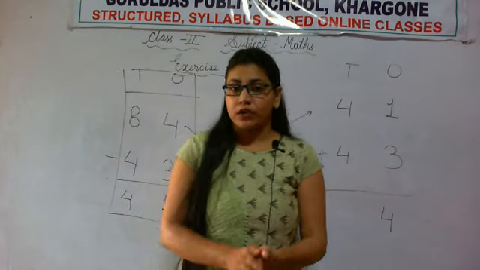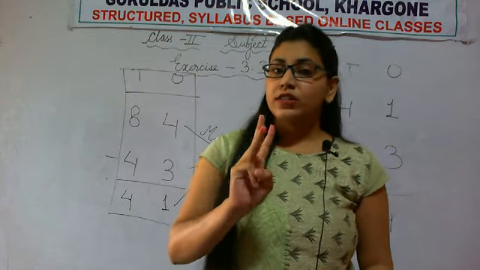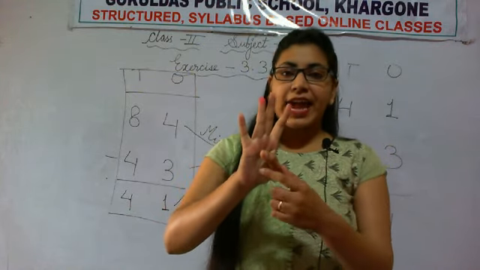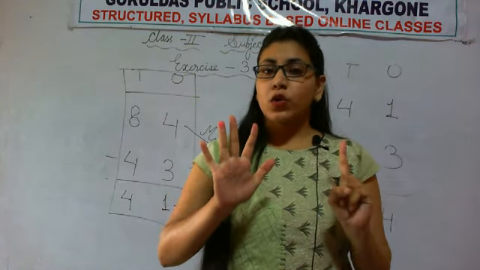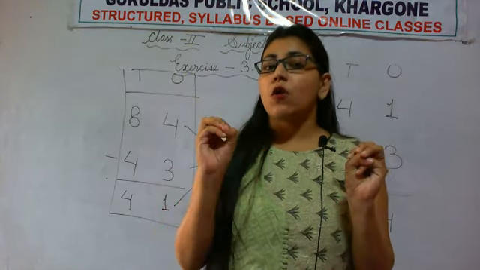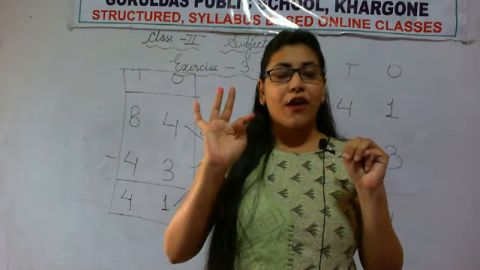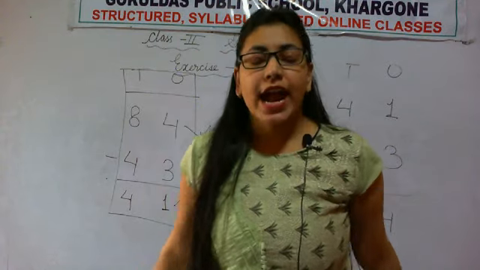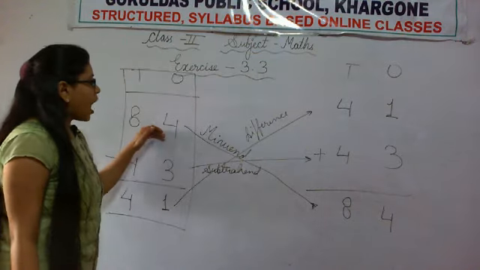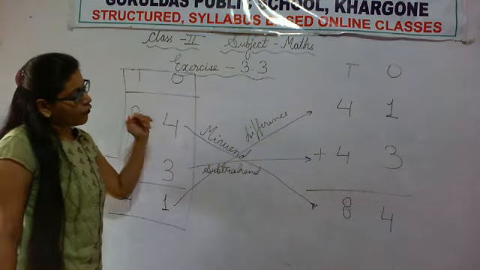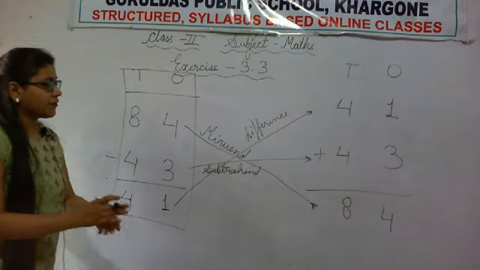4 plus 4. So first of all we'll open 4 fingers. 1, 2, 3, 4. Now plus 4 again, so we'll open 4 fingers again. 1, 2, 3, 4. Now how many fingers in all? 1, 2, 3, 4, 5, 6, 7, 8. 8 fingers. So we'll write the number 8. Now our minuend was 84 and now our total is also 84. It means we had done correctly.